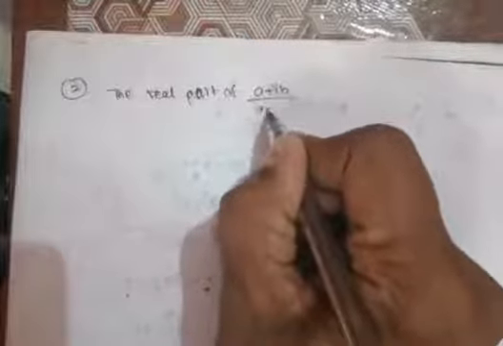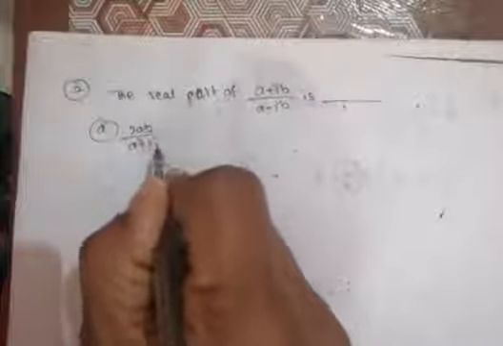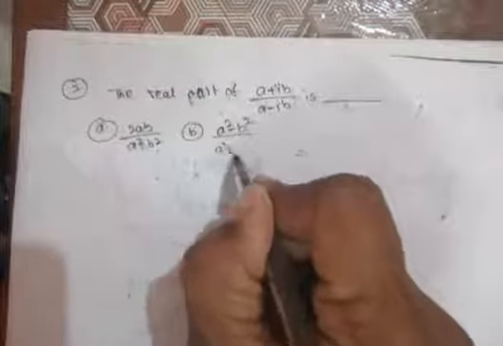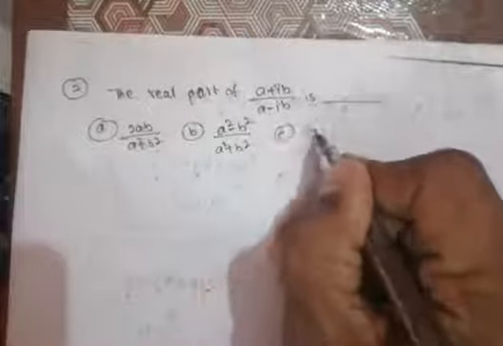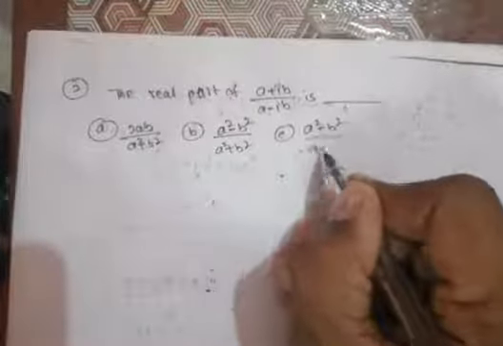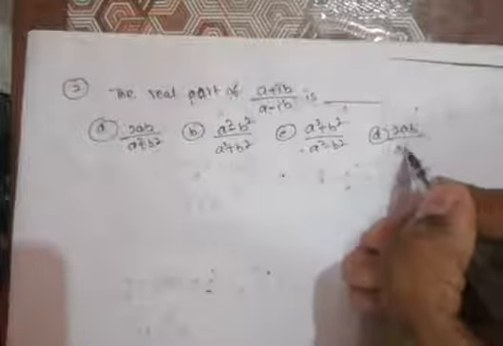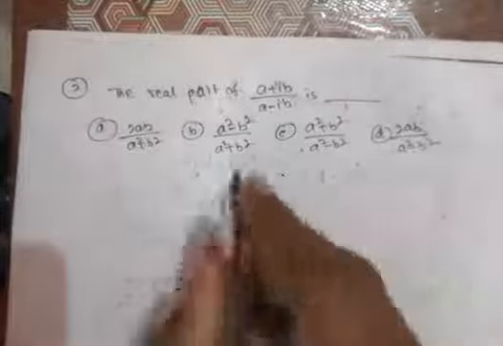Coming to the second problem: the real part of (a plus ib) by (a minus ib) is dash. Option A: 2ab by a square plus b square. Option B: a square minus b square by a square plus b square. Option C: a square plus b square by a square minus b square. Option D: 2ab by a square minus b square. So take that problem.